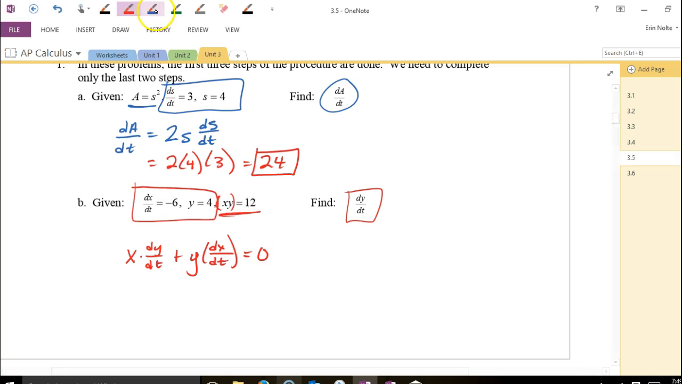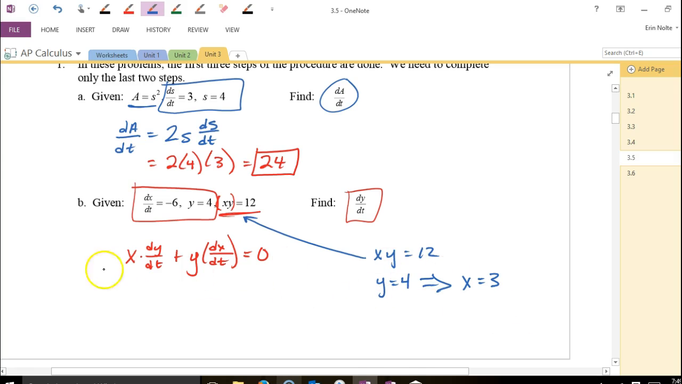Okay, so step 2 now is going to be plug in any information that is given to me. dx/dt is -6, and the value of y is 4. Also from this equation, if I have x times y is equal to 12, and the y variable is equal to 4, that can tell me what my x variable is. Okay, that tells me that my x variable is 3. Okay, so it's giving me more information than really initially shows.